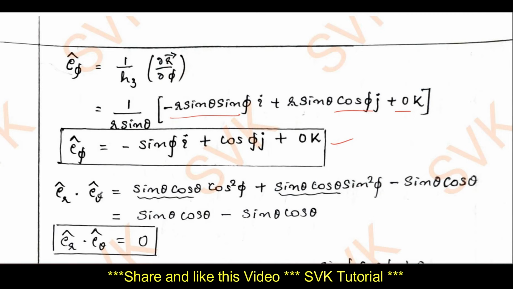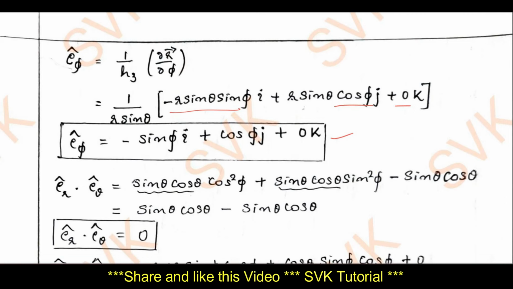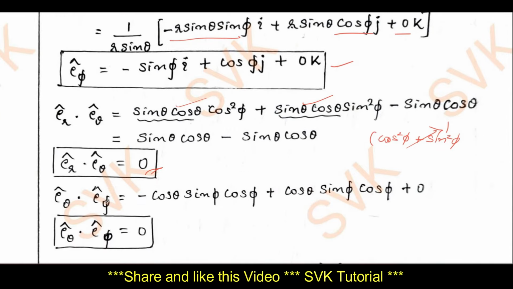So that is e r dot e theta. You know the meaning of dot product, just multiply the corresponding i, j, k components. I got the dot product of e r and e theta like this. In that, sin theta cos theta is a common term. If I take out that common term, I am left with cos square phi plus sin square phi. What is cos square phi plus sin square phi? It is 1. So 1 times sin theta cos theta is sin theta cos theta, minus sin theta cos theta. They cancel, and you are left with 0. Similarly find the next dot product, e theta dot e phi.